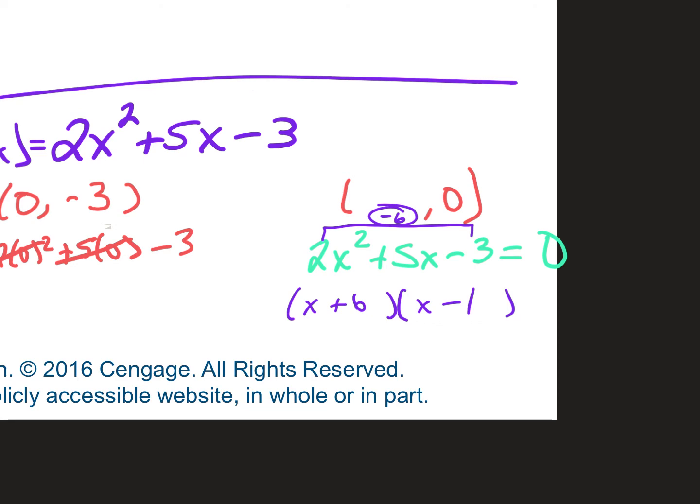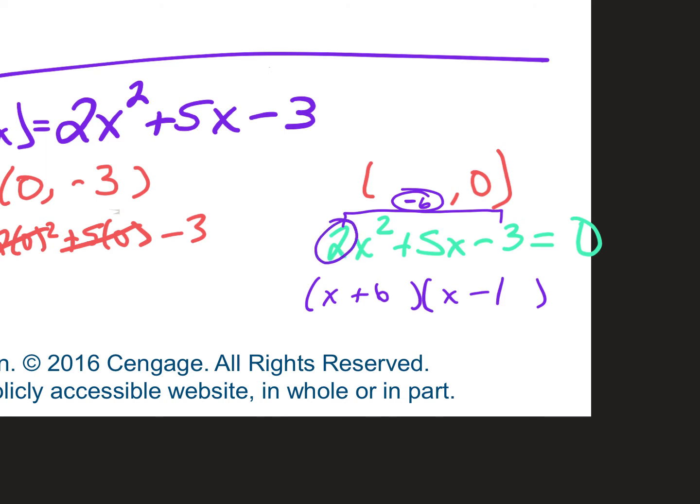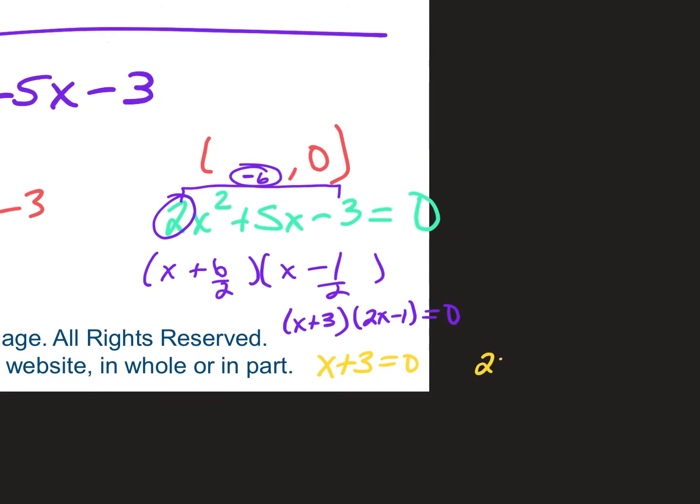All right. Is my a term 1? No. So what do I do with this a term? Put it out front. Good. Divide both sides. So I'm left with x plus 3, agreed? And 2x minus 1 equals 0. Well, I still don't have my answer. What do I do with each parenthesis? You set it equal to 0. Perfect. x plus 3 equals 0, and 2x minus 1 equals 0.